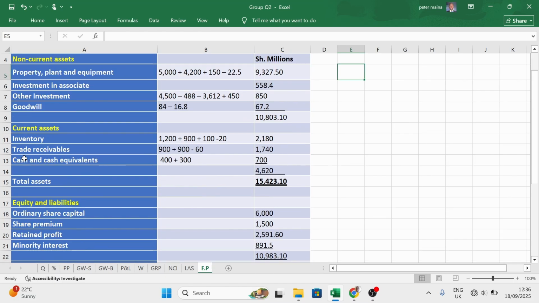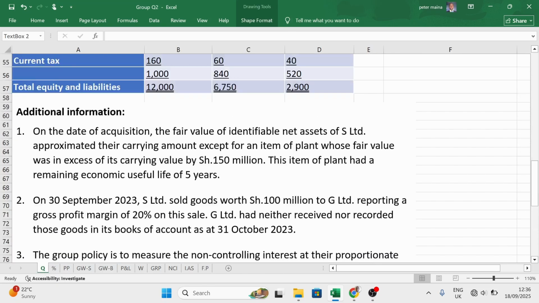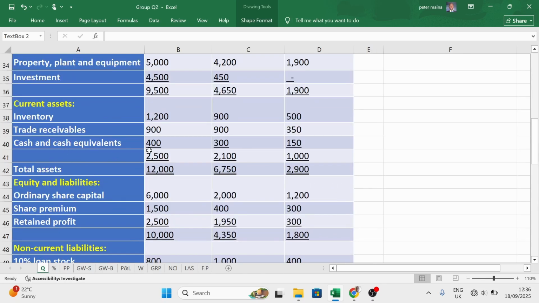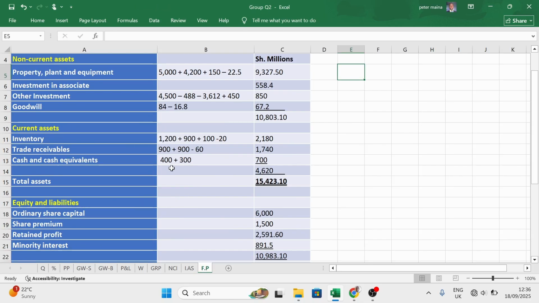We have cash and cash equivalents. We take the one for parent 400, add to that of subsidiary 300, we get 700. Total assets are coming at 15,423.1.